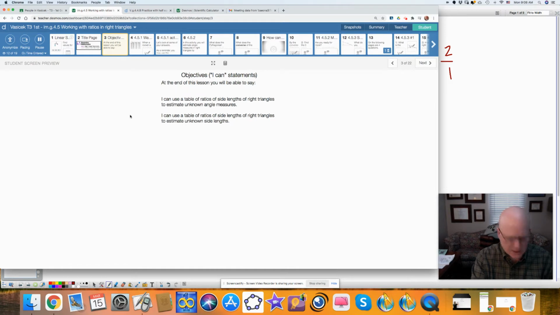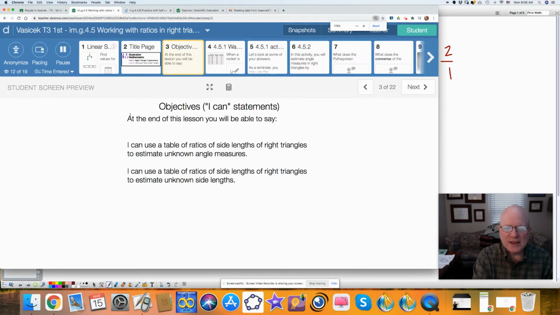The objective of today's lesson is, by the end of the lesson, you should be able to say, I can use a table of ratios of side lengths of right triangles to estimate an unknown angle measure. I can use a table of ratios of side lengths of right triangles to estimate unknown side lengths. Those two things, to be able to estimate the unknown sides. Remember, in a right triangle, if we have two sides, we can use the Pythagorean Theorem. What we're trying to do is to find out the side lengths and the angles if I'm only given one side and one of the acute angles, one of the two acute angles.